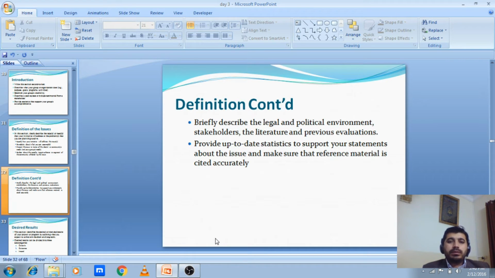Try to provide the most up-to-date information as much as possible for backing up your claims and supporting your statements about the issues. And while you do that, make sure that you quote the sources where you are getting that information from, to increase your credibility and the accuracy of the claims that you are making. This will also help you convince the readers more that these are the real issues and that they should be addressed. Okay, so these were the first three elements that I discussed in this video.